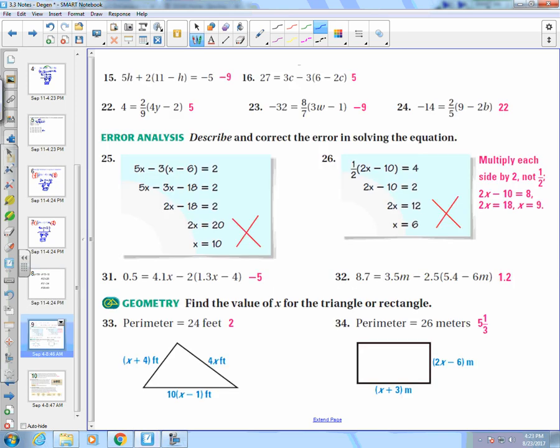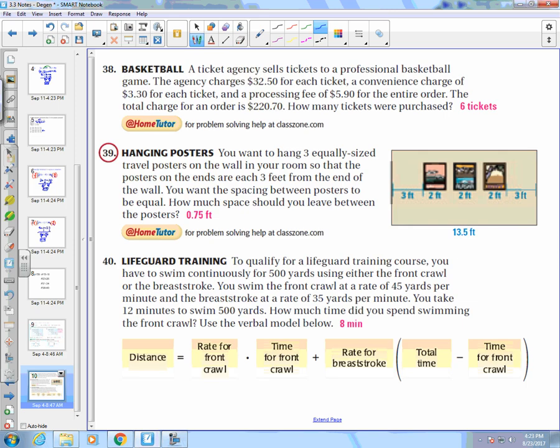Here are the answers through 34. And then I'll also put up the answers to the next part with the story problems. So if you're not to the next part, you can stop the video again. Here are the next answers. And answers to the story problems. If you have any questions on these, it would be really good to come in and see me.